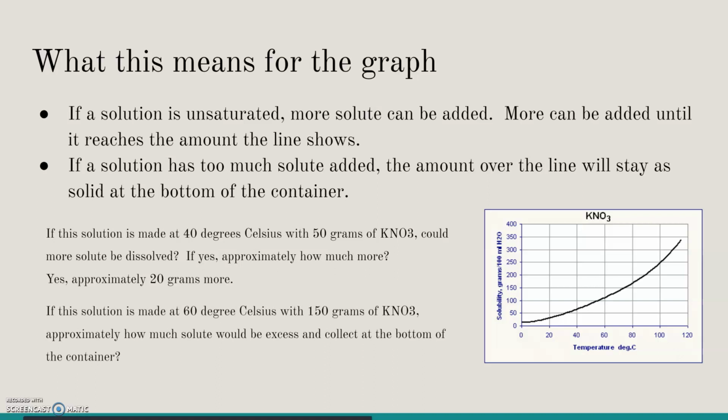If this solution is made at 60 degrees Celsius with 150 grams of KNO3, approximately how much solute would be excess and collect at the bottom of the container? Approximately 30 grams of solute.